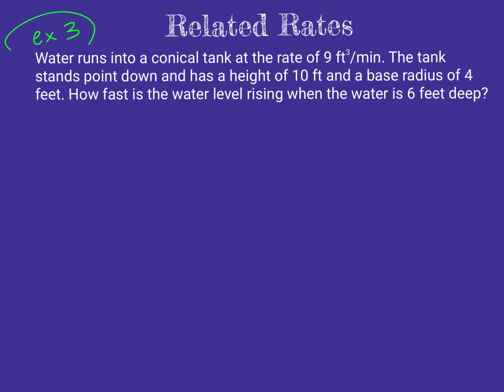This last example is about a conical tank, which just is an adjective for cone. So we have water running into this conical tank at a rate of 9 cubic feet per minute. That is volume because it's cubic. The tank stands point down, and it has a height of 10 feet and a base radius of 4 feet. We want to know how fast is the water level rising when the water is 6 feet deep.